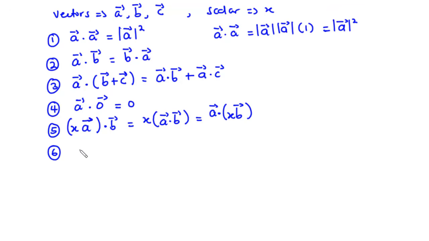If the dot product of vector A and vector B is equal to 0, then vector A is perpendicular to vector B, or either vector A is equal to 0 or vector B is equal to 0.